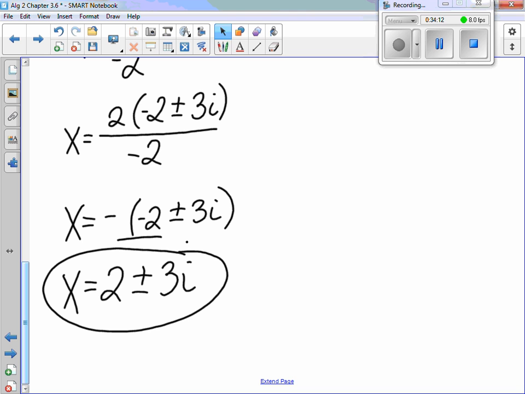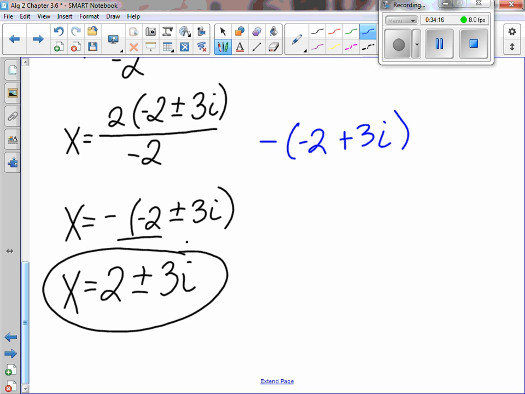Let me break it up. I'm going to do this again. Negative 2, because we have negative 2 plus 3i, and negative 2 plus again minus 3i. Yes, these are our 2 statements for that plus or minus.